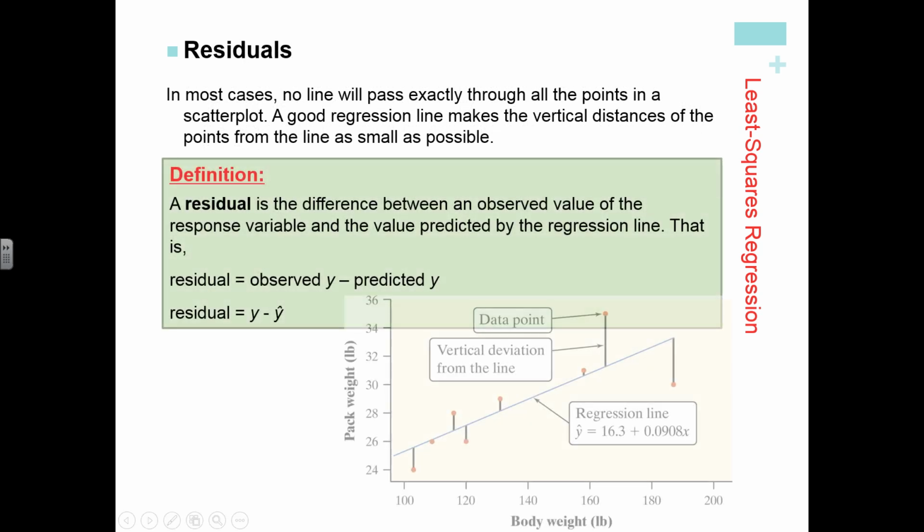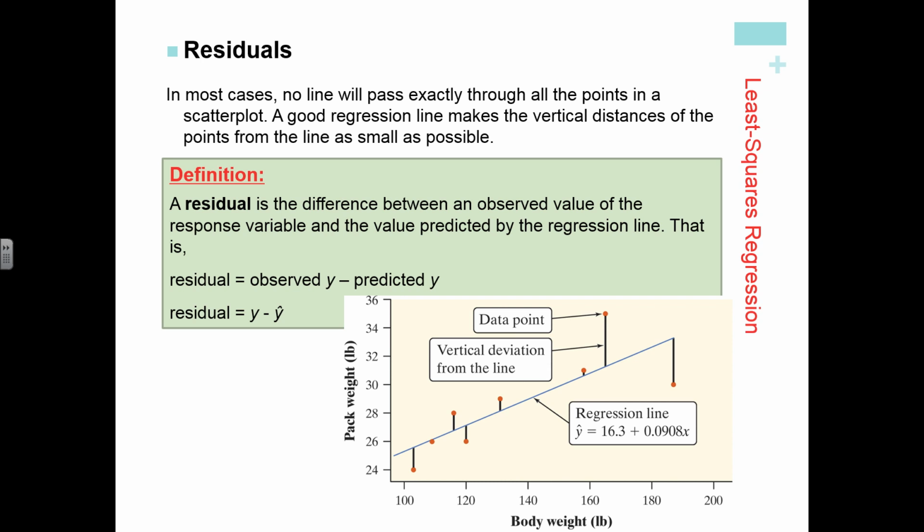Alright, so oftentimes we want to find residuals of our data set. A residual is basically the difference between the observed value and the predicted value. So it's the difference between what we actually see versus what we predicted.